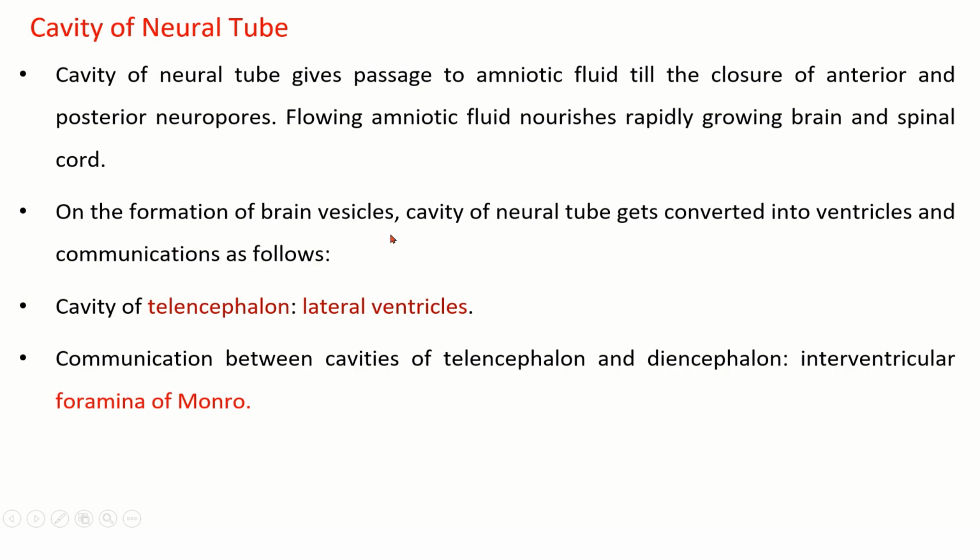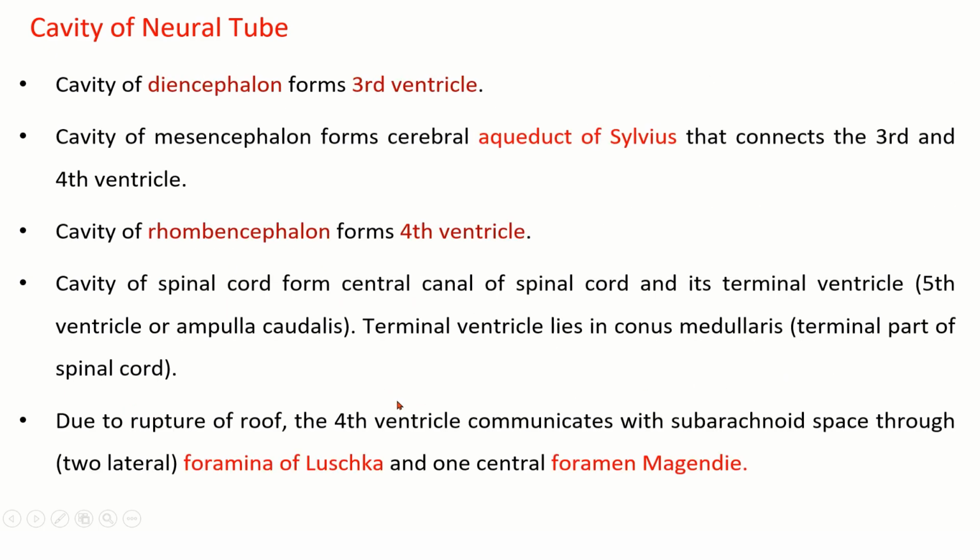So on the formation of the brain vesicles, the cavity of the neural tube gets converted into ventricles and communications. And this is as follows: the cavity of the telencephalon is the lateral ventricle, and this lateral ventricle communicates with the third ventricle through the interventricular foramen of Monro. The third ventricle is the cavity of the diencephalon. Then the mesencephalon cavity is the aqueduct of Sylvius. The rhombencephalon forms the fourth ventricle.